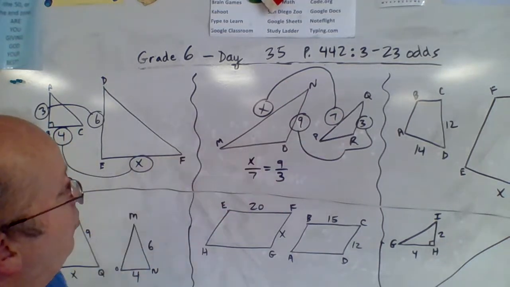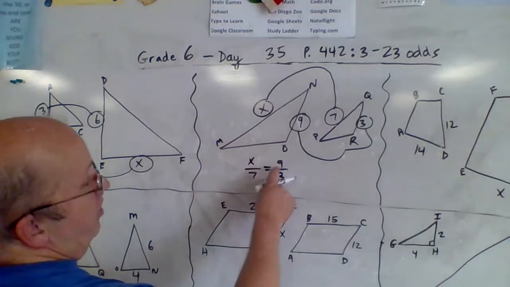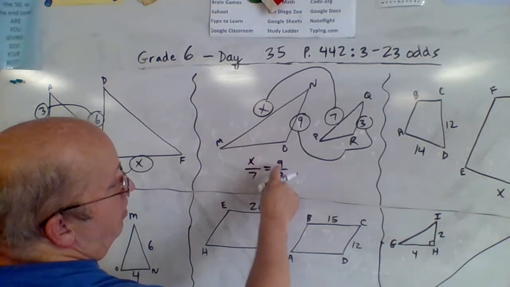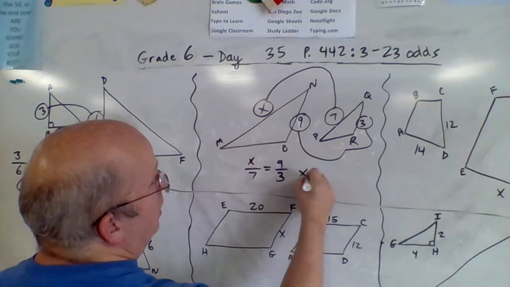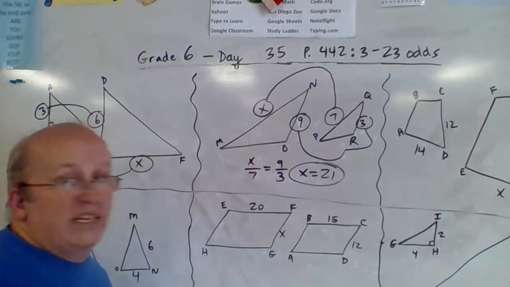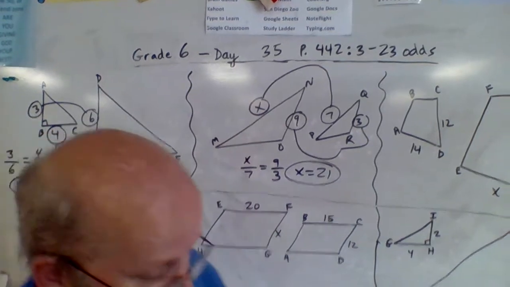Okay? And if I solve that, what do I get? How about 7 times 9? 63. 63 divided by 3 gives me x. And in this case, x would be a value of 21. Let's try this next one over.